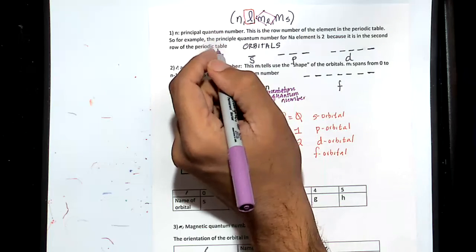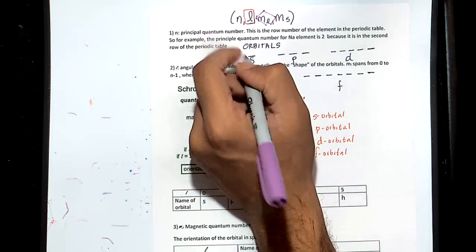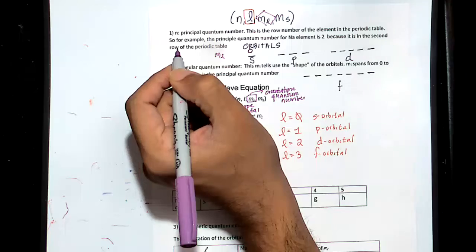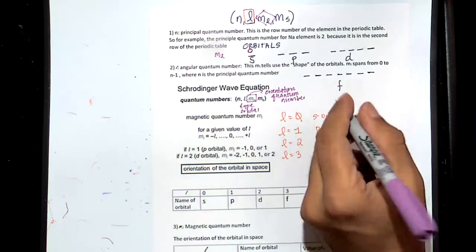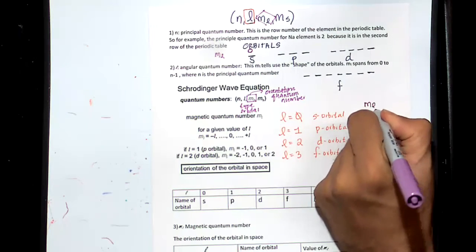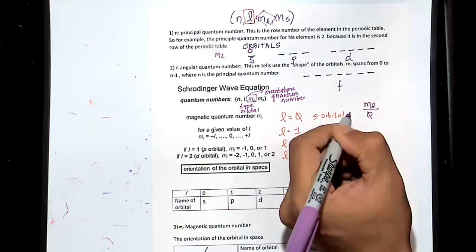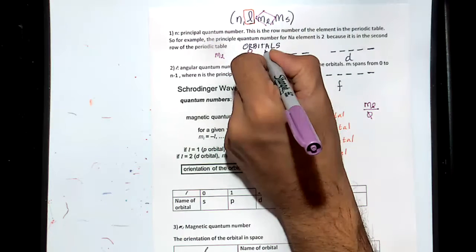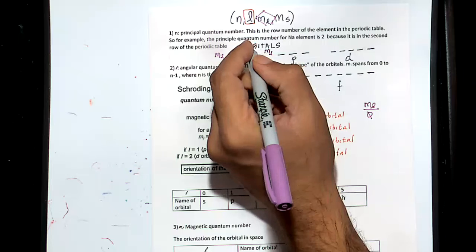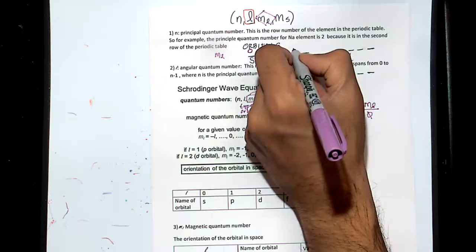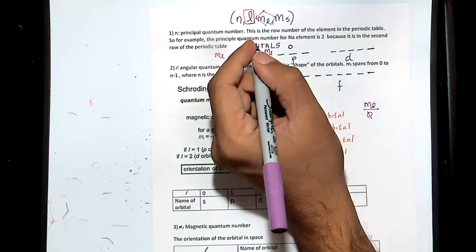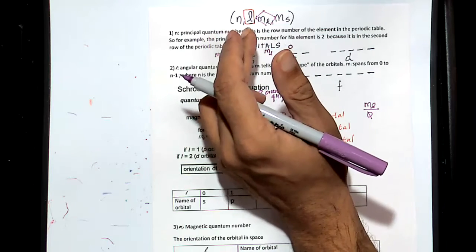For the s orbital, there's only 1 slot. The m sub L is going to be 0. The third quantum number will be 0. Okay, that's it. The m sub L for the p orbital, here's how you're going to do that. You're going to take that center slot. That center slot will always be 0.